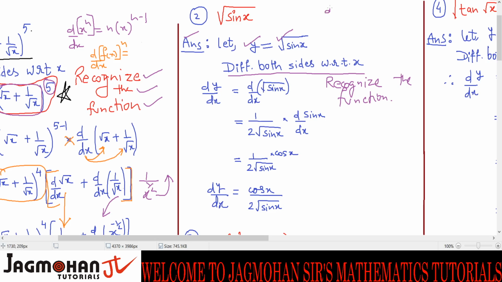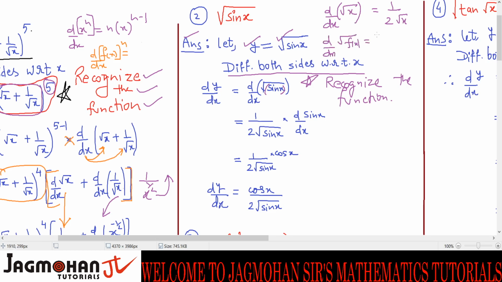You know that d by dx of root x is equal to 1 upon 2 root x. Make sure you take a note of it. Please learn this. It is d by dx of a square root function, but it is not root x, it is root f of x. So its derivative will be 1 upon 2 root f of x, into d by dx of f of x.